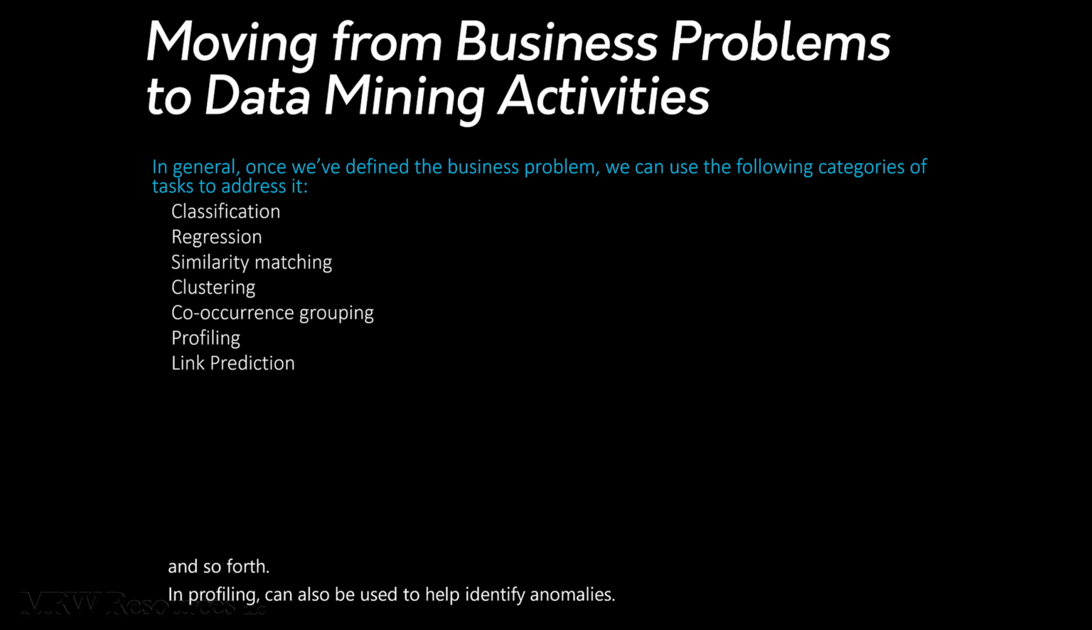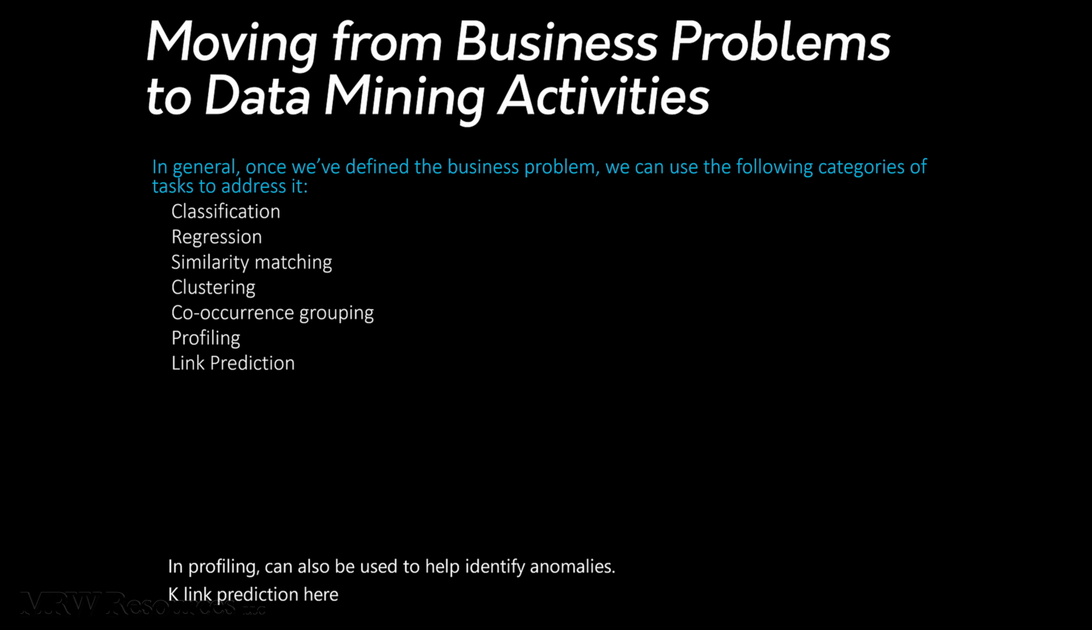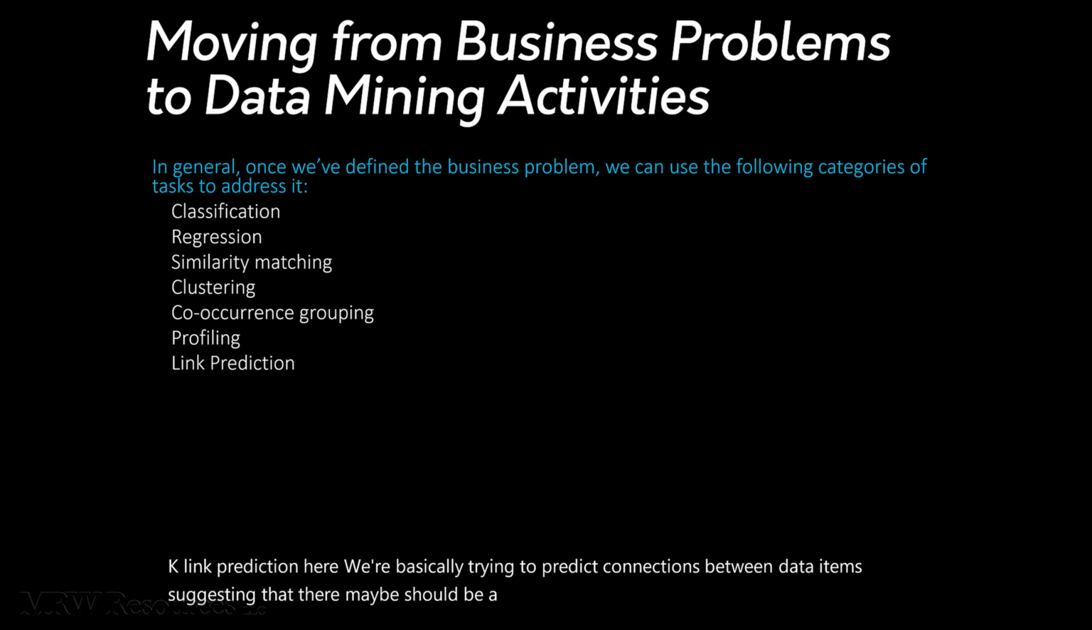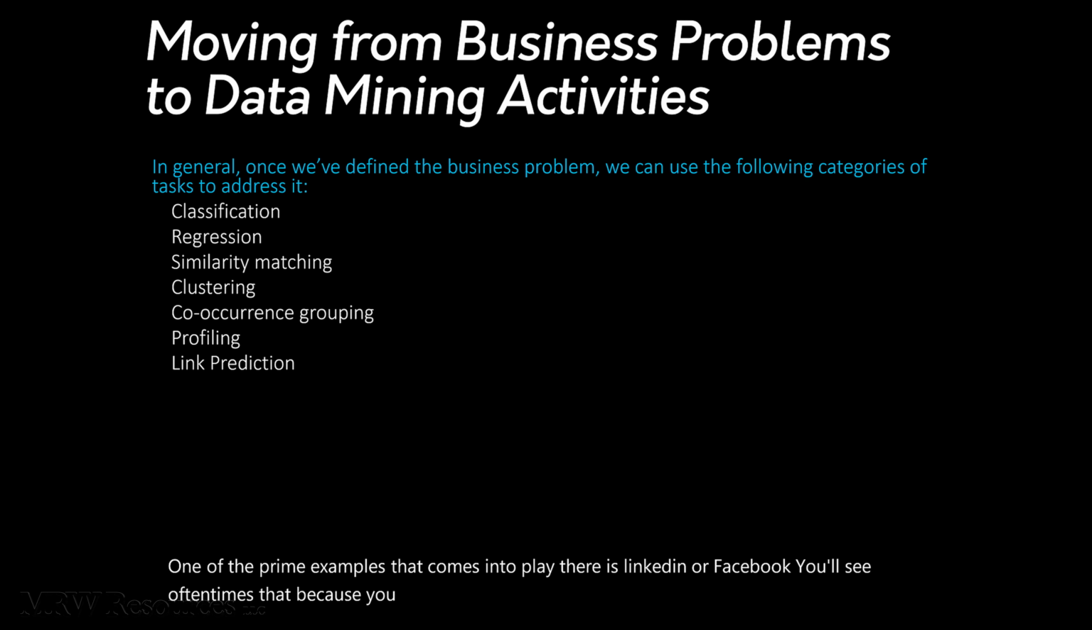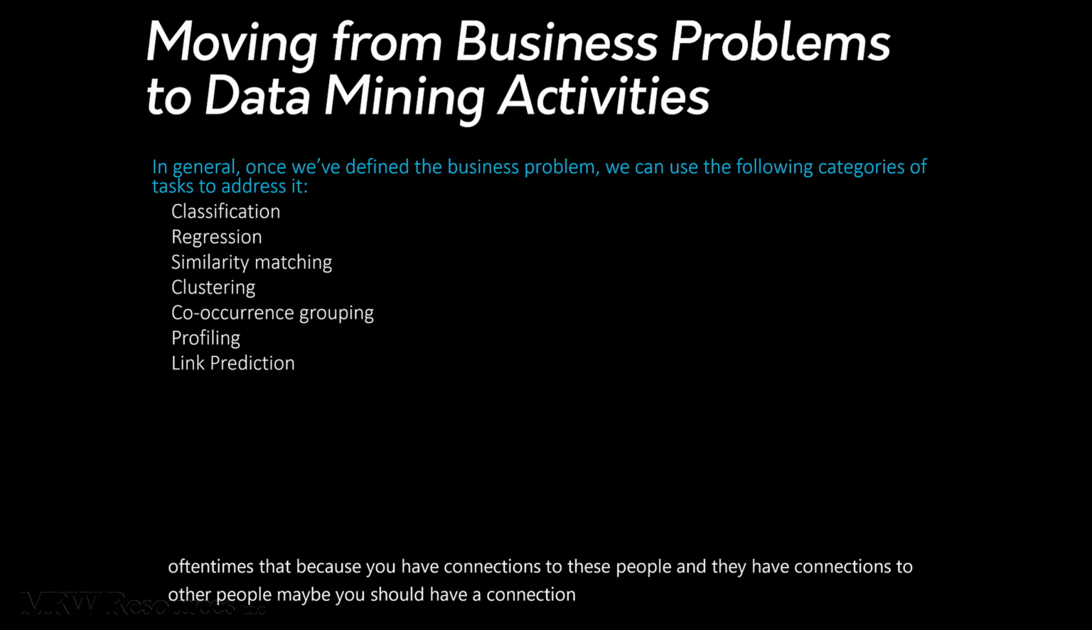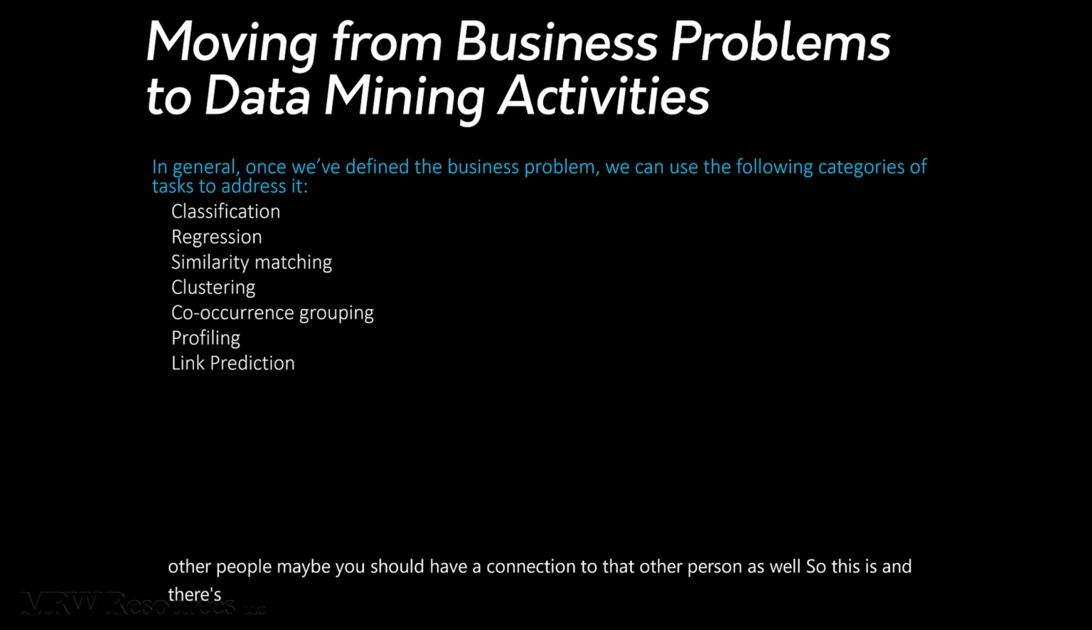Link prediction. Here we're basically trying to predict connections between data items, suggesting that there maybe should be a link when there isn't one. One of the prime examples is LinkedIn or Facebook. You'll see often that because you have connections to these people and they have connections to other people, maybe you should have a connection to that other person as well. There's a predictive strength of those anticipated links that comes into those predictions.